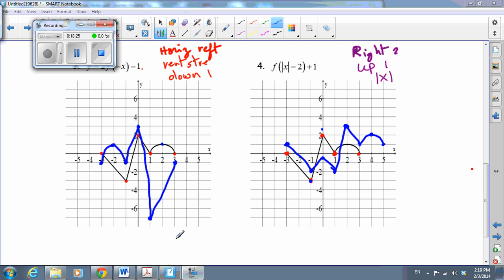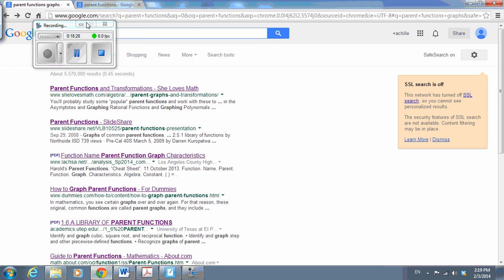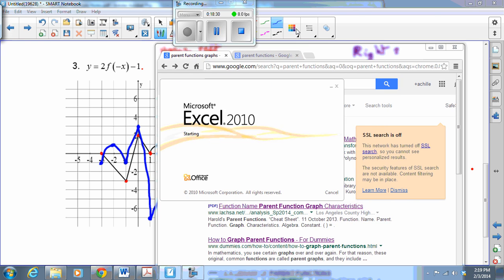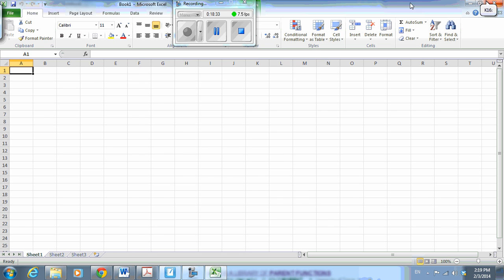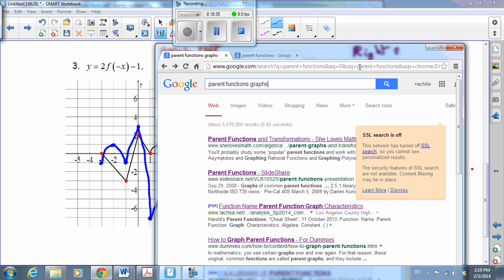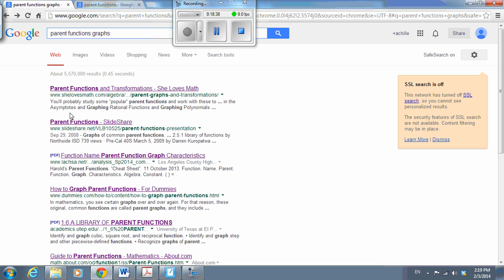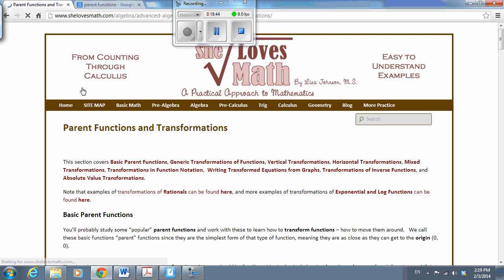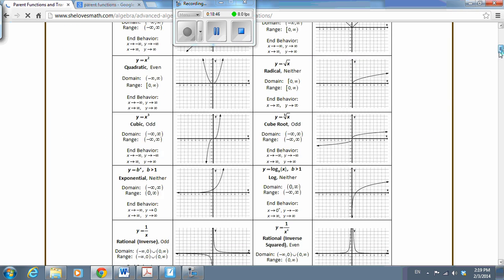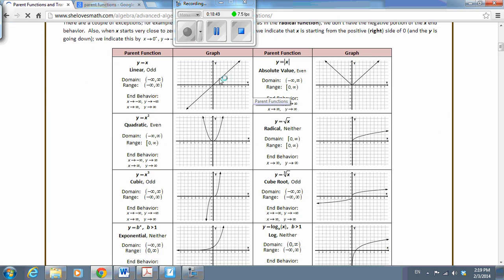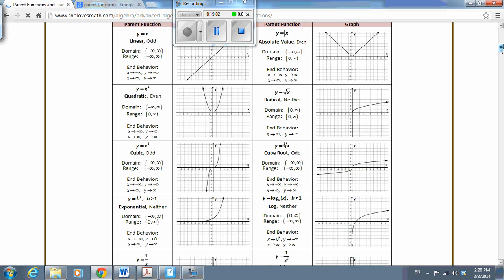There are a few more things I want to show you. I want you to go on Google. Once you reach Google, the first thing I want you to do is type parent function graph. Once you hit parent function graph, go ahead and select the first link where it says She Loves Math. Under She Loves Math, I want you to review this parent function, the linear, the cubic, including your domain. I don't care about the behavior, so make sure you look at the domain and range of all these functions. Very important. It's also on the front or on the cover of your book.